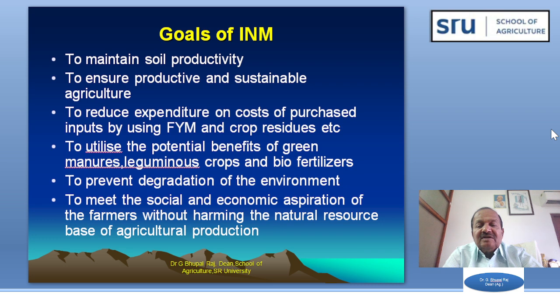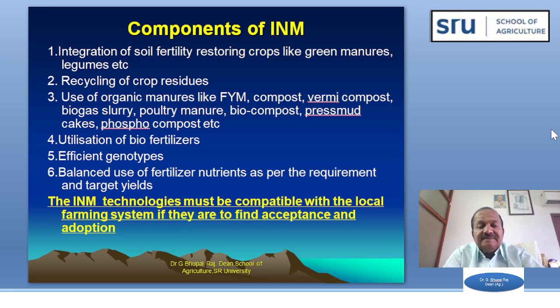What are the goals of integrated nutrient management? Its main goals are to maintain the soil productivity, to ensure productive and sustainable agriculture, to reduce the expenditure on the cost of purchased inputs by using farmyard manure and crop residues, etc., to utilize the potential benefits of the green manures, leguminous crops, and biofertilizers, to prevent the degradation of the environment, to meet the social and economic aspiration of the farmers without harming the natural resource base of the agricultural production.